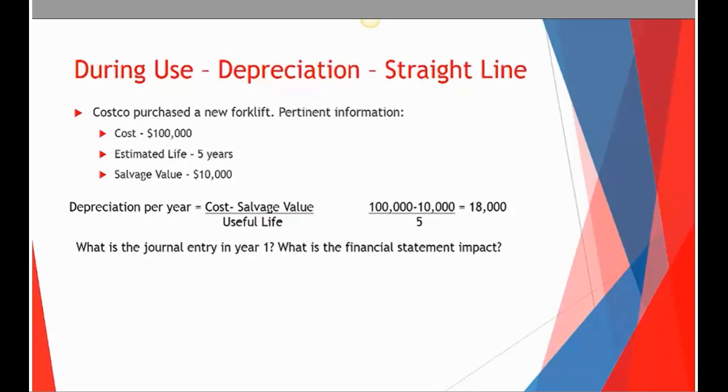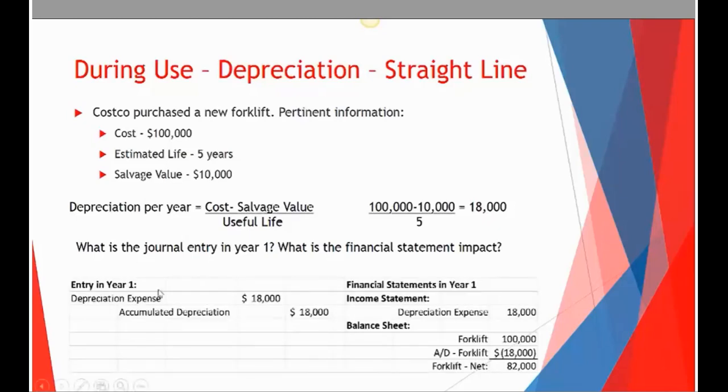Okay. So now the journal entry for year one and the financial statement impact. That's what I really care about. So the debit goes to depreciation expense, and the credit goes to accumulated depreciation.